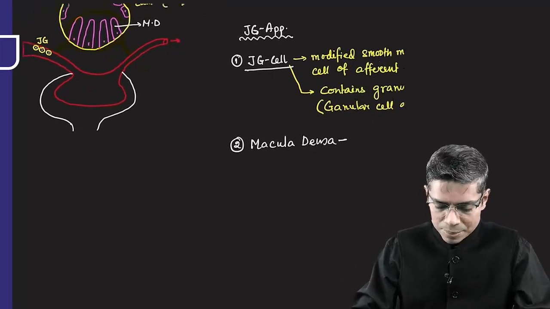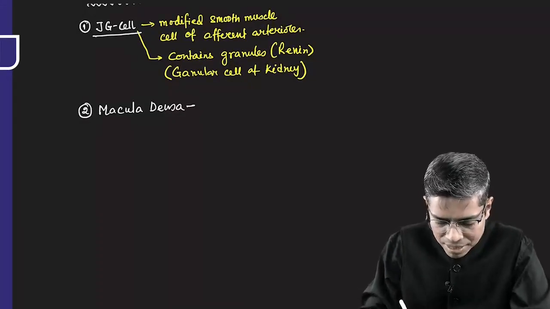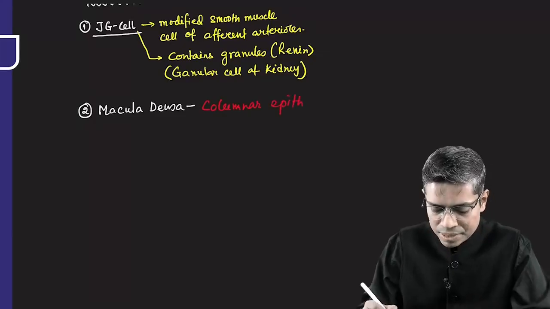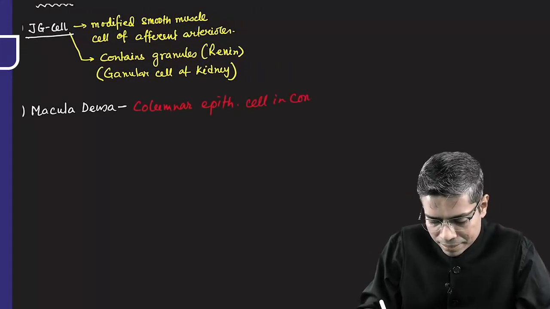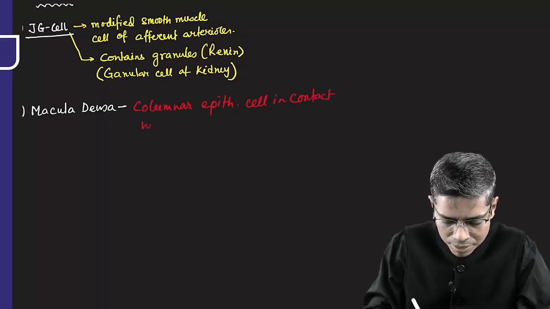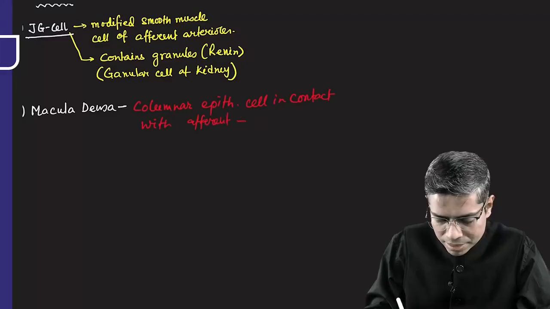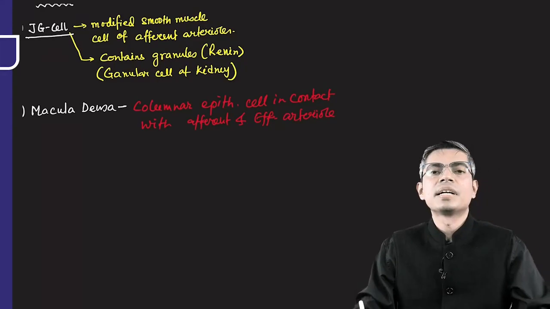So what will be the description of this cell? If I write down the description, it will be like this: columnar epithelium cells in contact with afferent and efferent arterioles. Getting my point? Okay, so they are in contact with afferent and efferent arterioles.